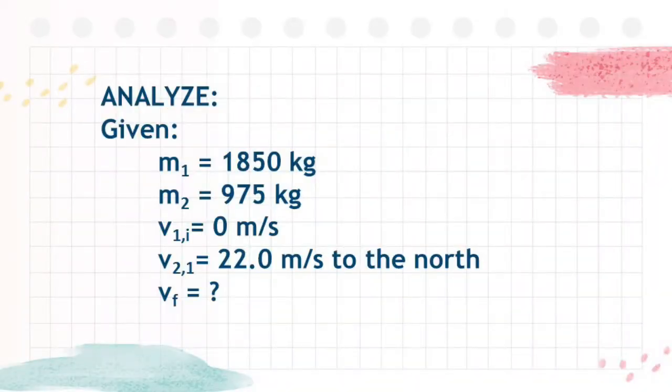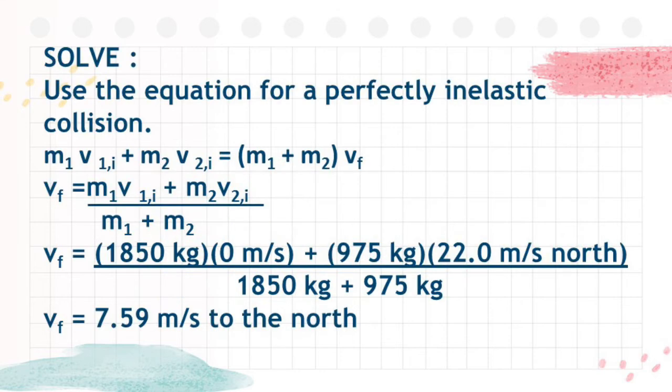We analyze the problem given the following quantities. Mass of the first object is equal to 1,850 kg. Mass of the second object is equal to 975 kg. Initial velocity v1i is equal to 0 meters per second. Initial velocity v2i is equal to 22 meters per second to the north. Find the final velocity. Let's solve the problem using the equation for perfectly inelastic collision.